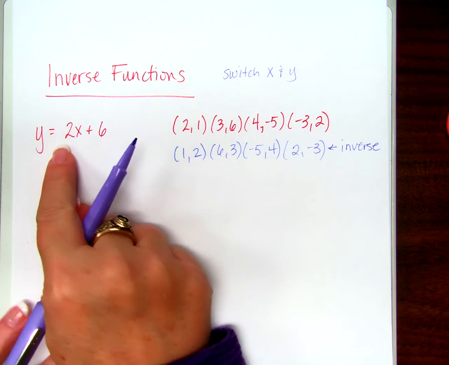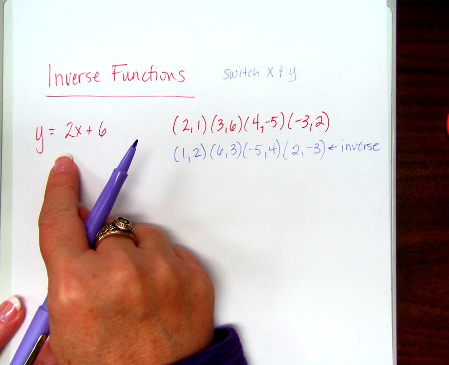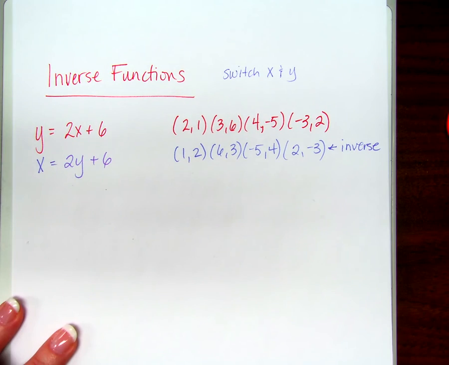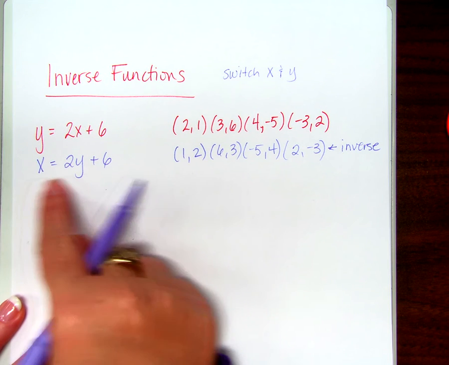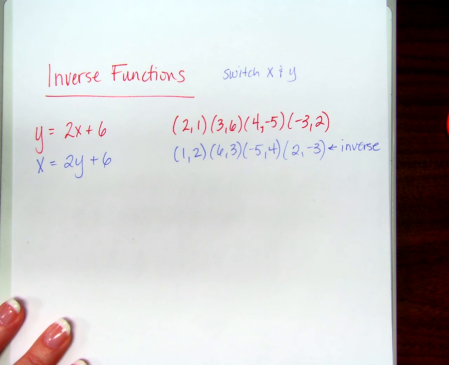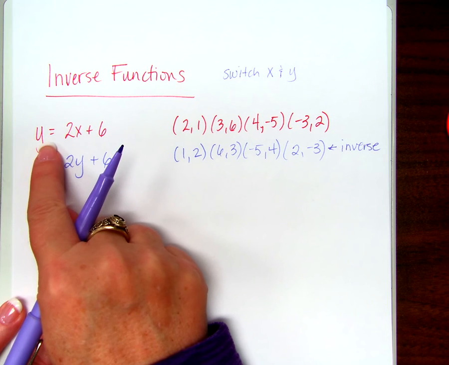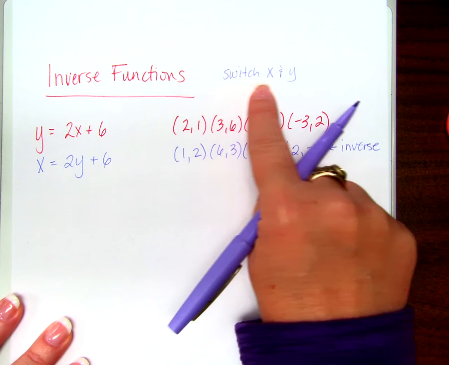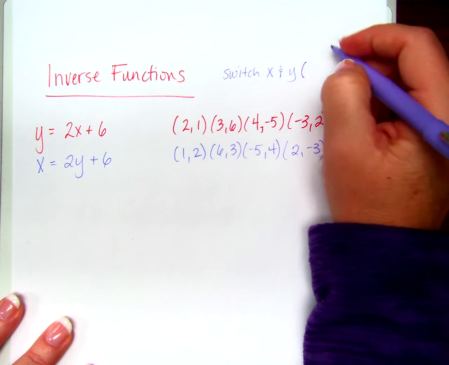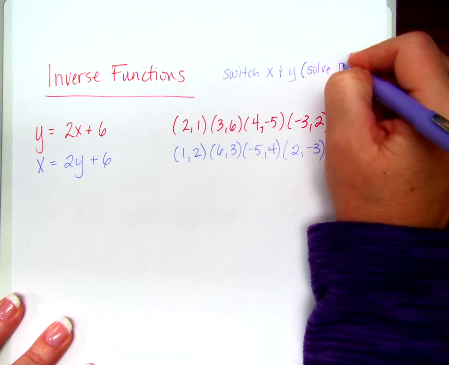How do I find the inverse of this function? Switch x and y. If I literally just switch x and y, I have that, right? Is this in the form that I'm used to seeing an equation of a line in? Now, how would I get it in the correct form? What does it have to be? It has to be y equals. So sometimes the initial part of finding the inverse function is switching x and y. Sometimes one more step after that is solve for y.